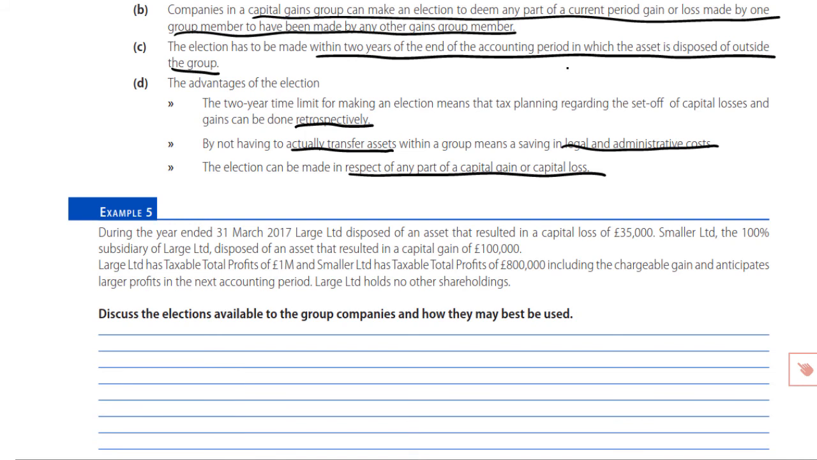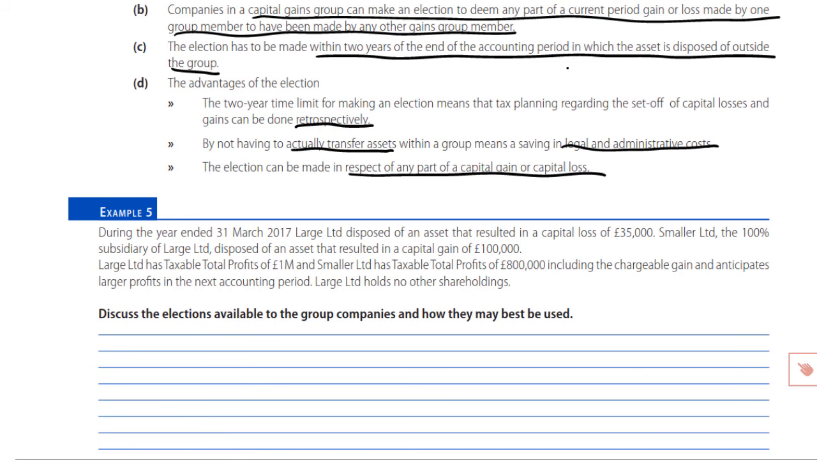Okay, we've got a little example here, example 5, where we need to discuss the elections available to the group companies and how they may best be used. Now, to understand that, of course, we also need to understand why you would be moving gains and losses around. Well, one, very obvious, by the name, matching election. You want to match gains with losses.